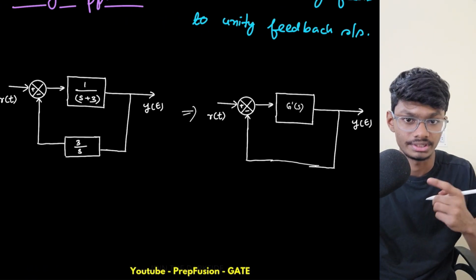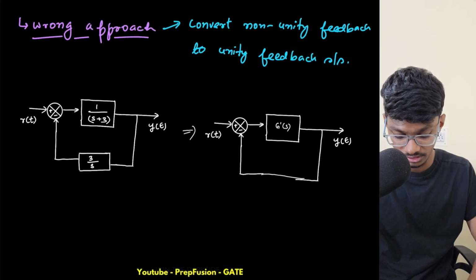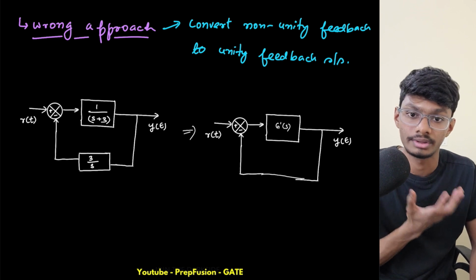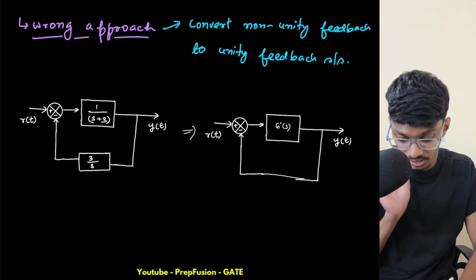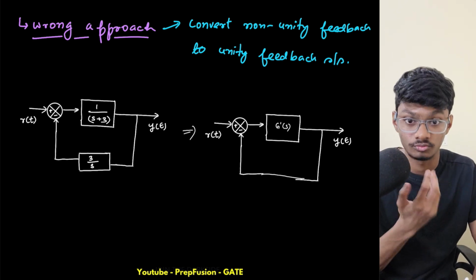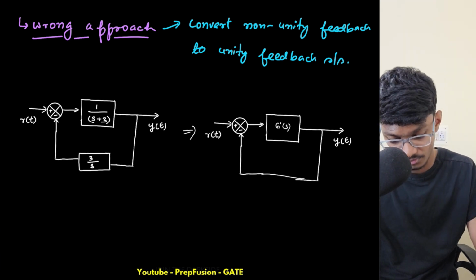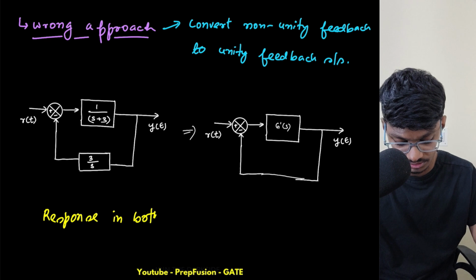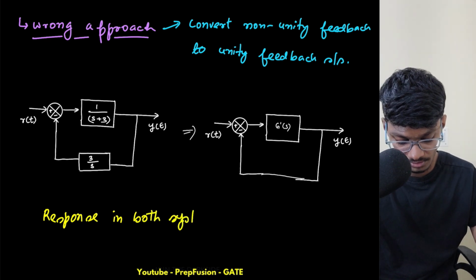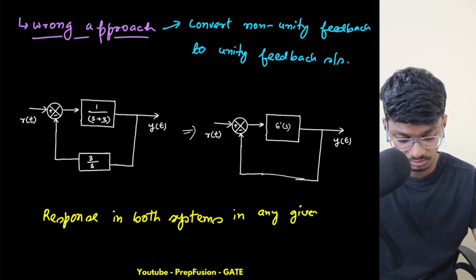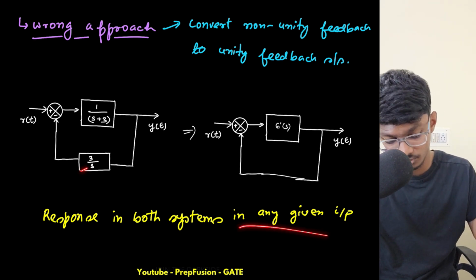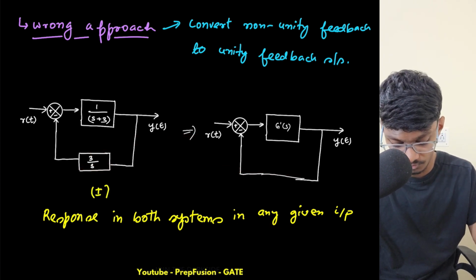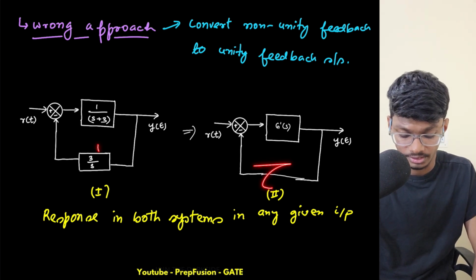So now my transfer function will be the same. That is the main motto, that obviously if I'm changing it to unity feedback, then the system will be changed. How can I make my responses the same? They are talking about the response being the same. Obviously this is the wrong approach, but still I'm telling you what they are talking about. They're saying my response should be the same in both systems, for any given input, in system 1 and system 2. Now one is unity feedback and another one is not unity feedback.